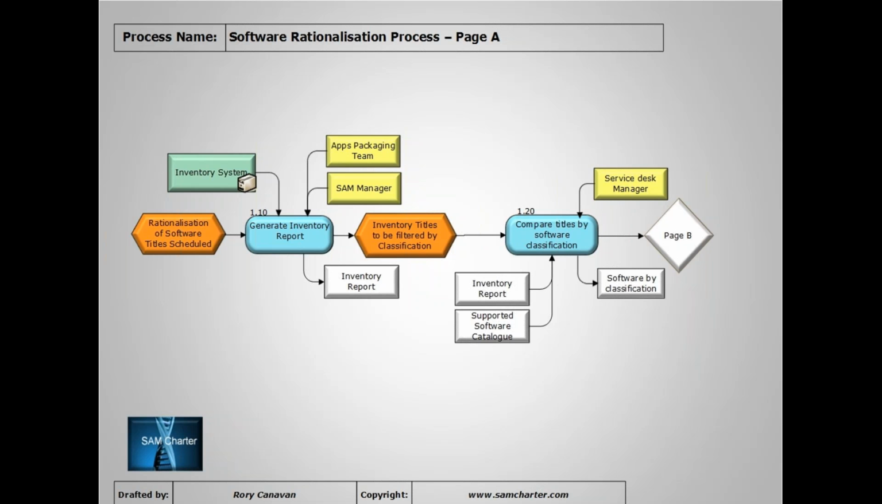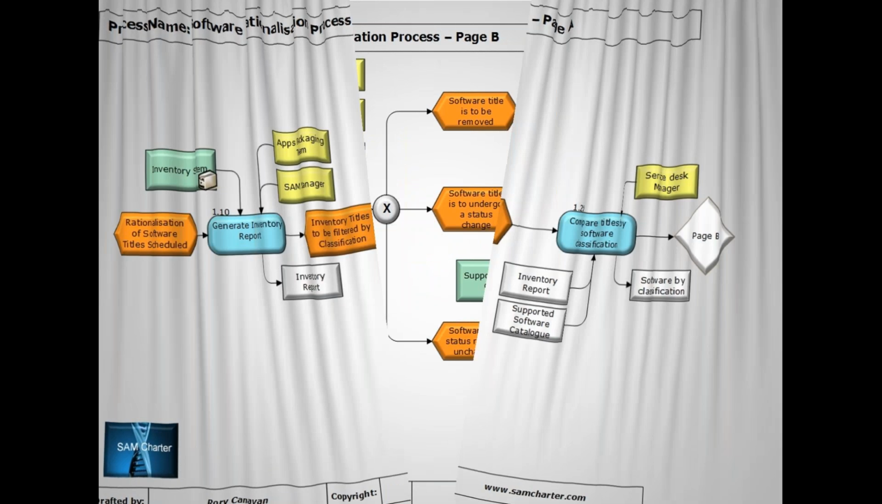Are they finance? Are they games? Are they PDF writers? However, we do need to ideally have a deeper and more granular understanding of what that piece of software does within our business. So we'll talk about that in a moment. So when we get our inventory title, we're actually then comparing the titles by that software classification, by their functionality, and we're reviewing them.